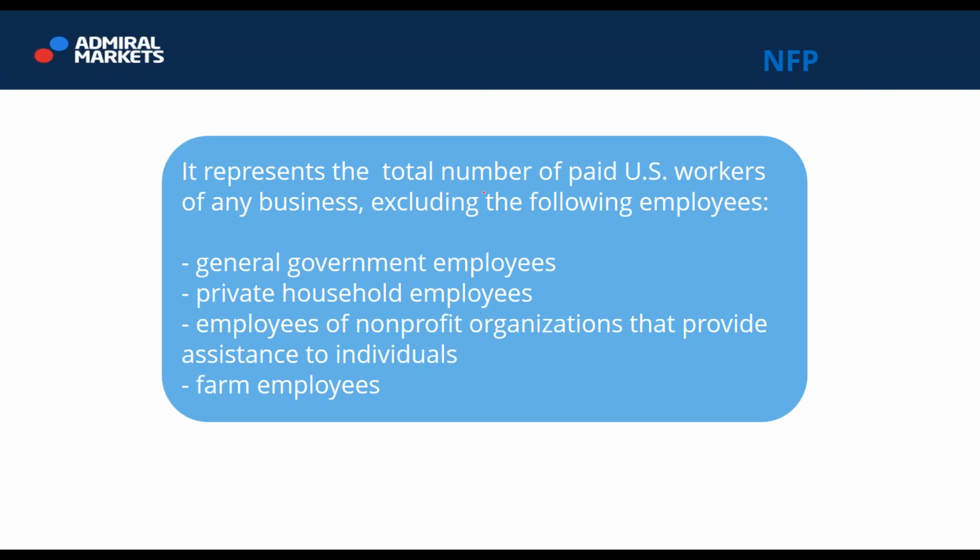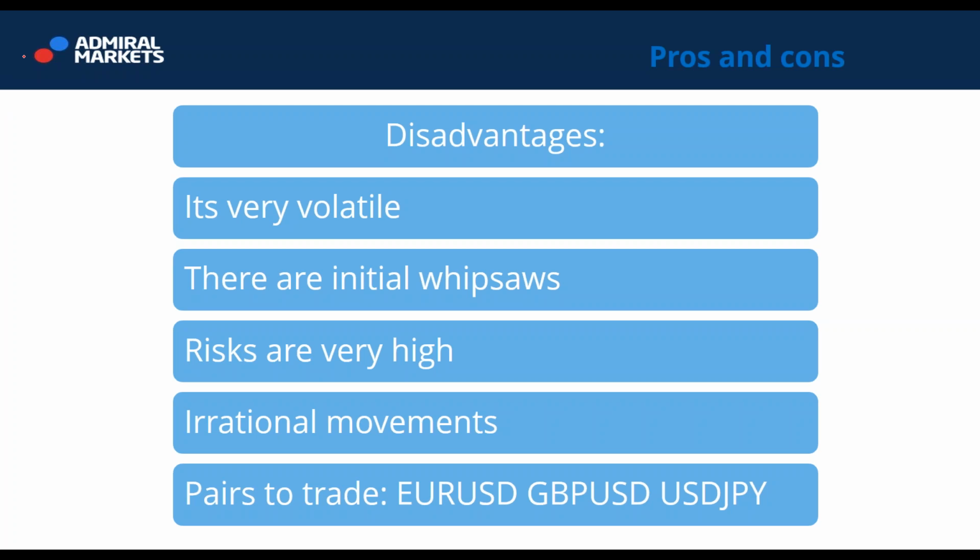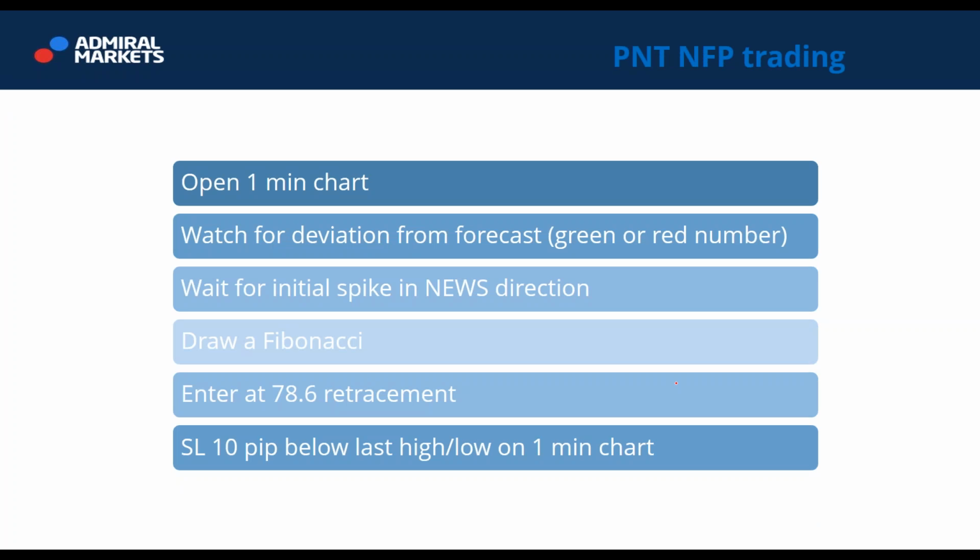What is NFP? NFP represents the total number of paid US workers of any business, excluding the following employees: general government employees, private household employees, employees of non-profit organizations that provide assistance to individuals, and farm employees. The advantage of trading NFP is that it's very volatile, it can be profitable, and it may give us a prevailing trend also for the next couple of weeks. So that is the advantage. The disadvantage, of course, is it's very volatile, so you really need to be on the right side of the trade. There are initial whipsaws, risks are very high, there are irrational movements, and pairs to trade are euro dollar, pound dollar, and dollar yen.